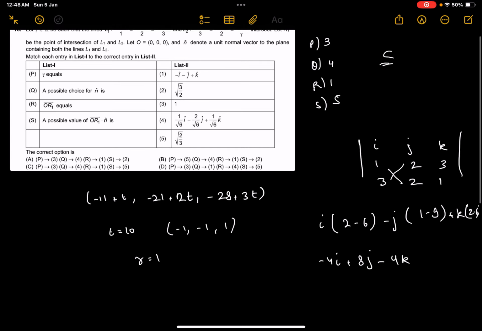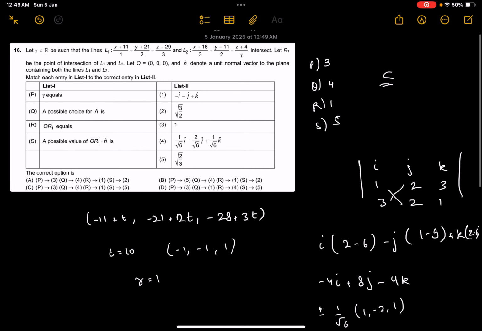We need to find the unit vector. We get plus minus 1 by root 6 into 1 comma minus 2 comma 1. So we get a possible choice for n cap, and then we find OR1 dot n cap. We get these answers by the proper method.